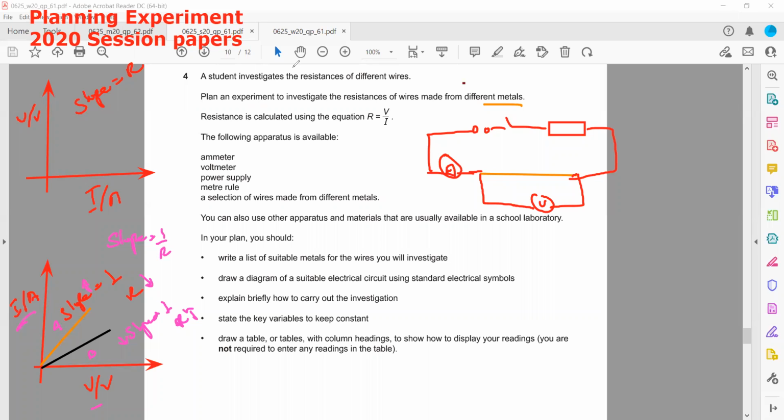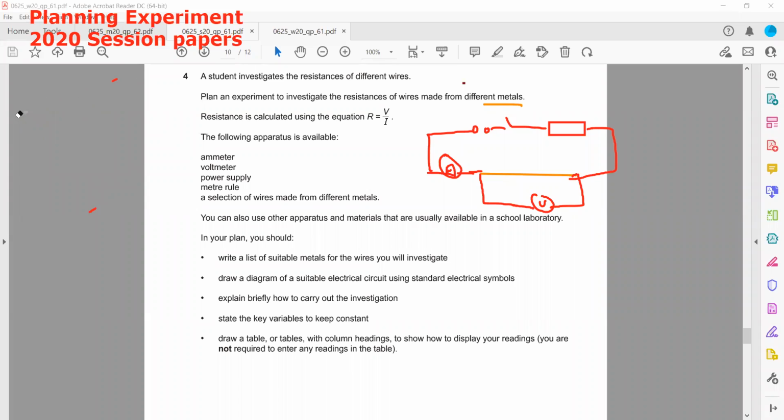So how do we plan the experiment? The first step: write a list of suitable metals for the wires you will investigate. Normally we can have a copper wire, common apparatus. We can have aluminum, because aluminum wires are also there. You can mention common metals which we normally use. So iron, yes, iron can be mentioned. That's right. Steel you can mention.